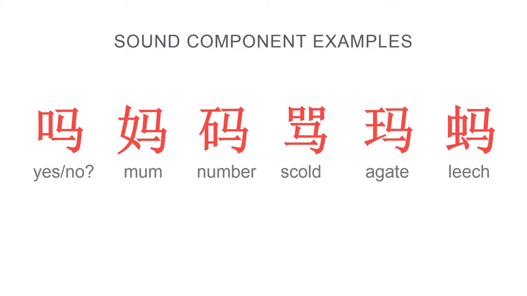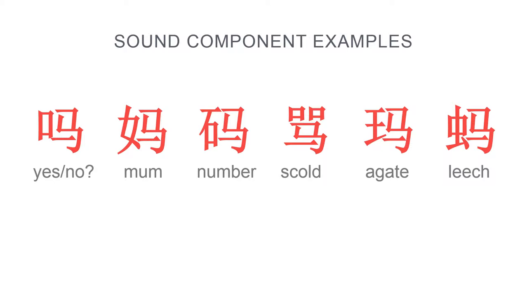So the first one is the yes-no particle, which we put at the end of a sentence to ask a question. The second one means mother. The third means number. The fourth is to scold or to tell off. The fifth is agate, it's a type of precious stone. And the sixth is leech, as in the kind of worm-like insect that sucks blood. In terms of meaning, these characters are very dissimilar. There's no pattern. In terms of pronunciation, though, they're all pronounced ma, though with different tones.